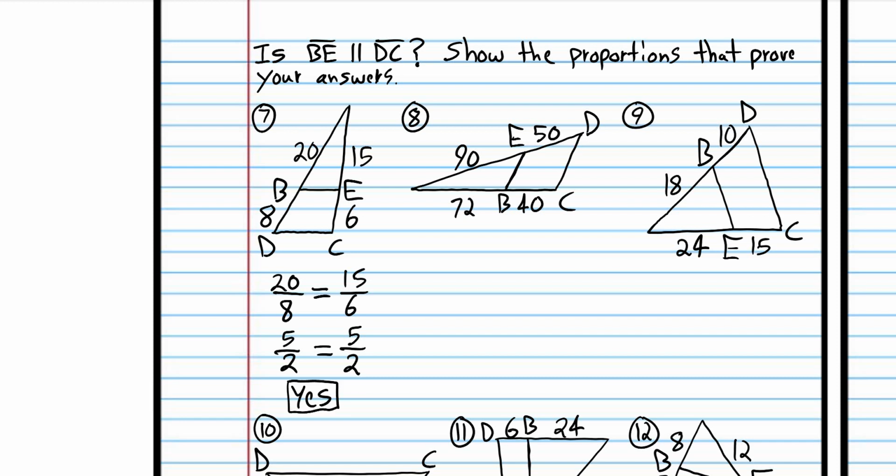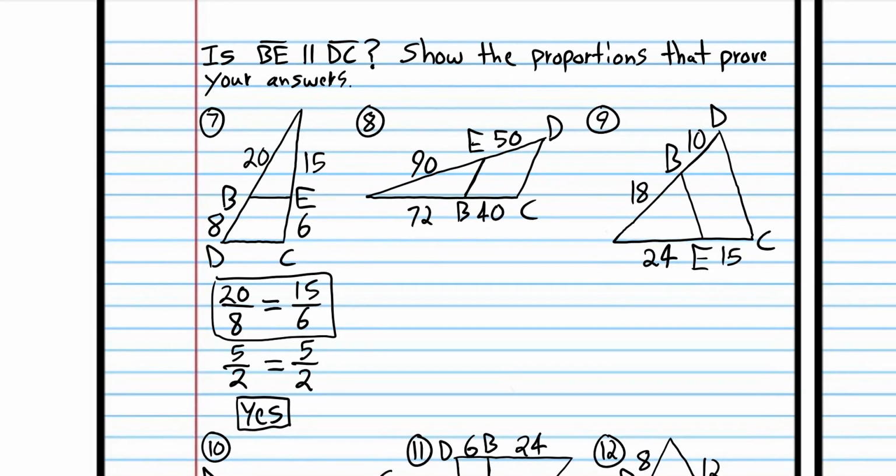And I guess you can just rectangle this proportion because that shows that they're true. Or you can just rectangle this one. You know, any one of these proportions. Probably just be good to rectangle the original one. So that proportion shows that BE is parallel to DC.